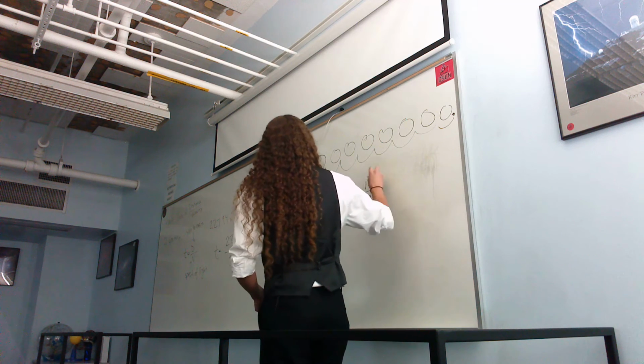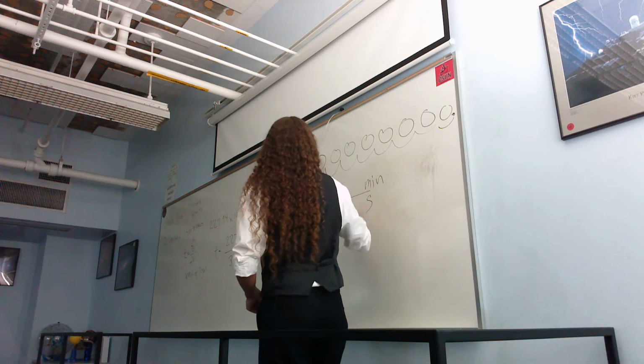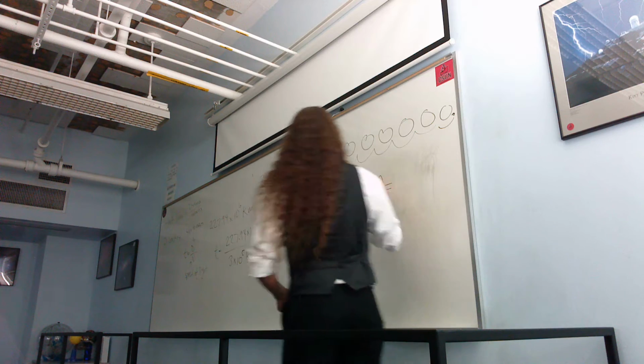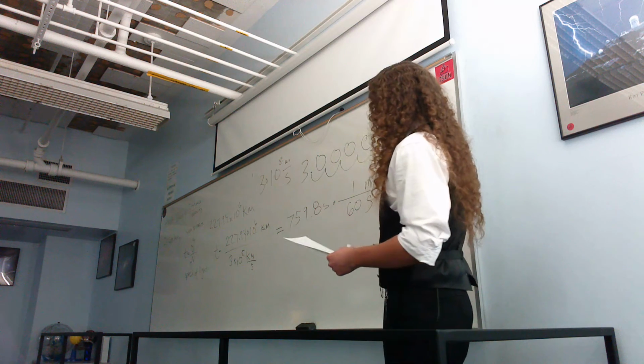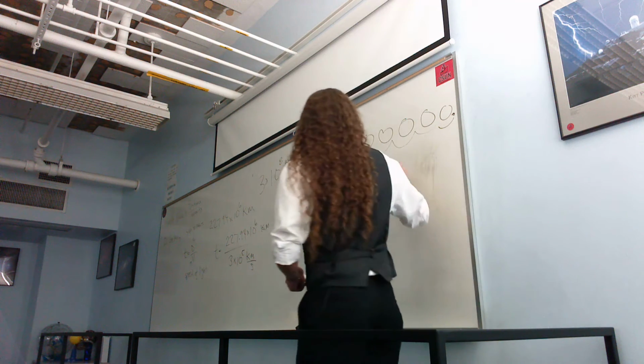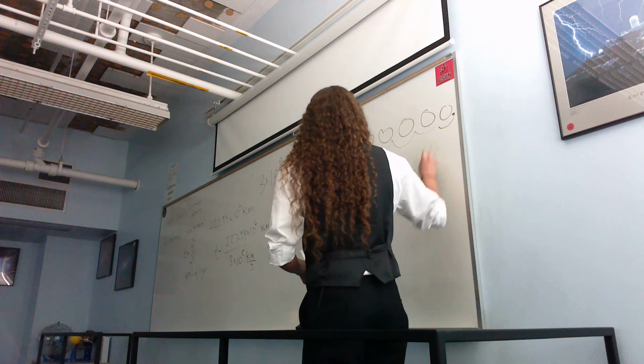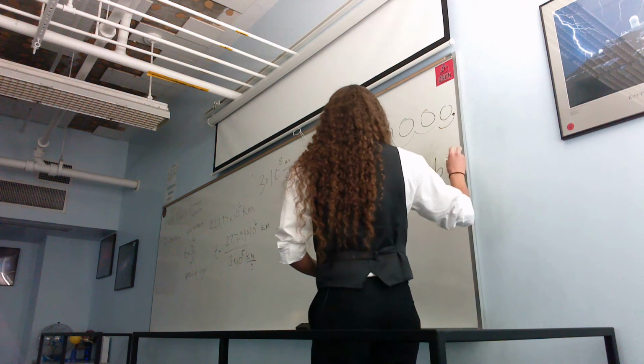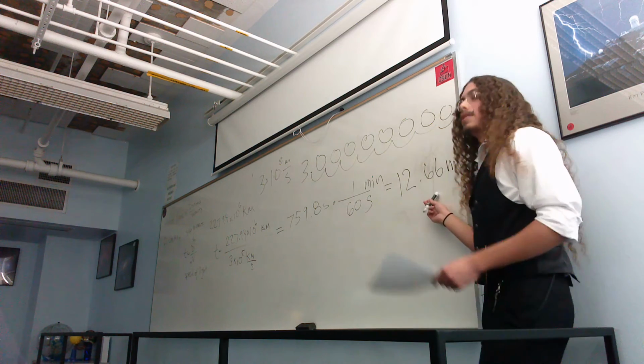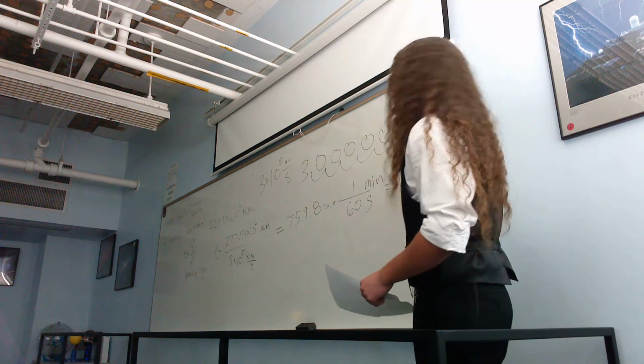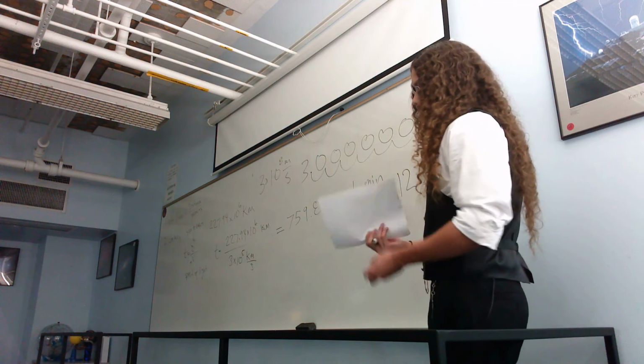We want to convert that to minutes. We know that there is 60 seconds in 1 minute, so just divide that seconds by 60, and you should get about 12.66 minutes. And so this is the time it takes for the sunlight from our star to reach Mars.